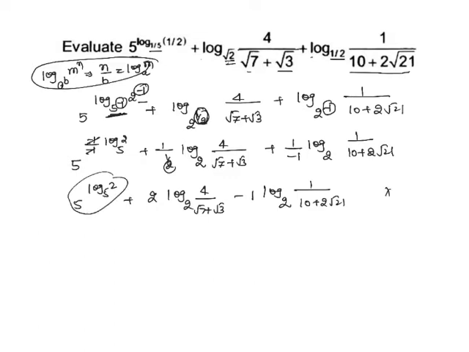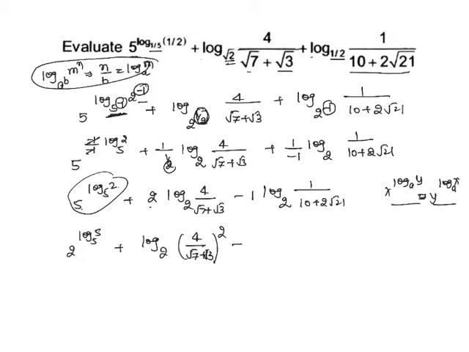If I write x log a base y, so a, x and y we can interchange. This is another y log x base a. So both are equal. So we can interchange 5 and 2. So what is going to come: 2 log 5 base 5, plus this 2 we can take in terms of power. So log 2, what will come: 4 divided by root 7 plus root 3 whole square, minus log 1 divided by 10 plus 2 root 21 base 2.